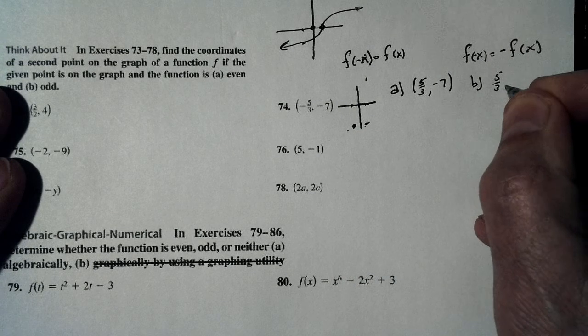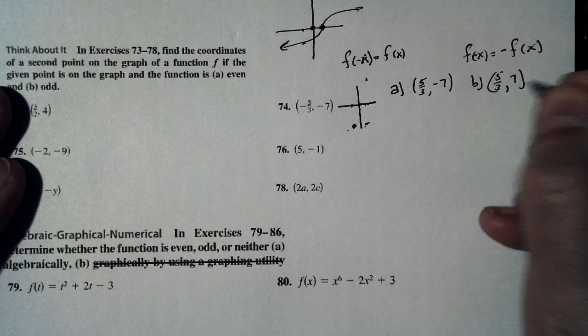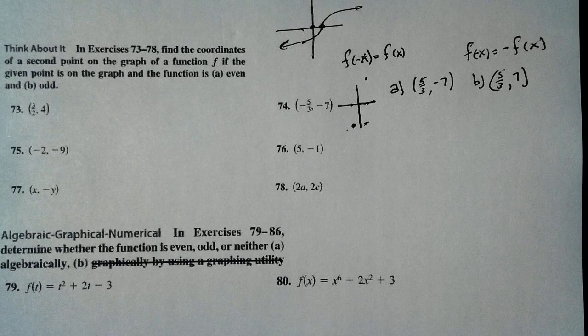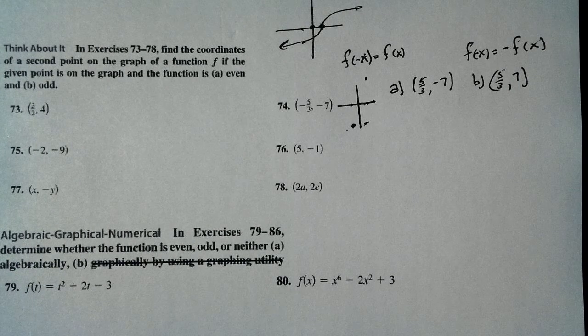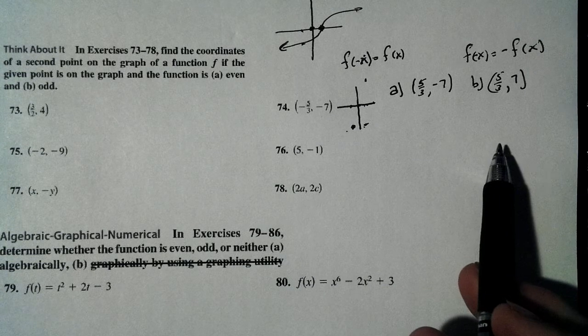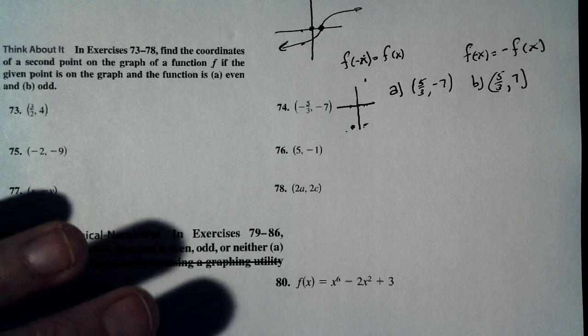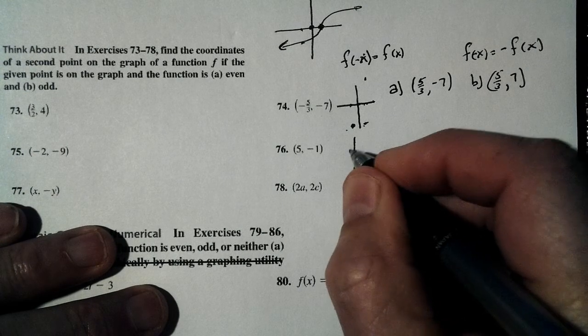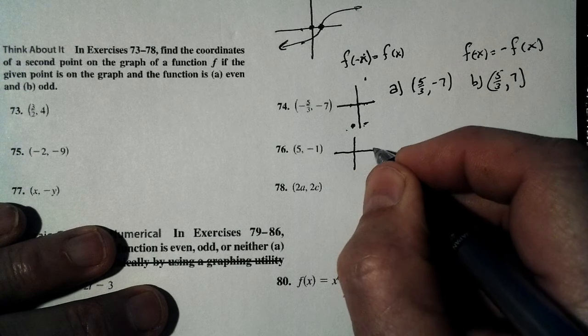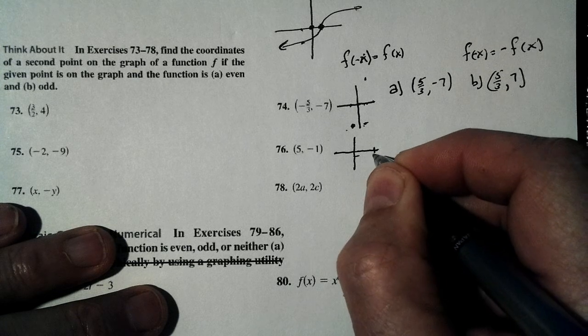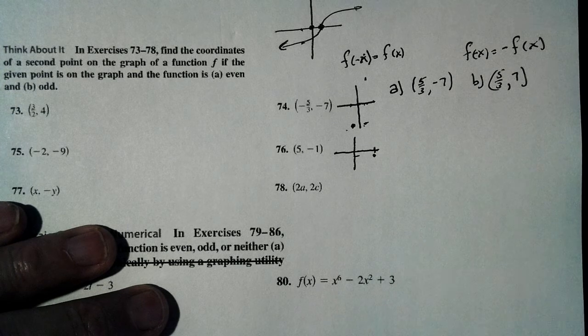So 5/3 would get us up 7. And yes, you could just use what happened in A and B and model these others after it and leave here not understanding what even and odd functions are. So don't do that. To the right, 5, down 1.